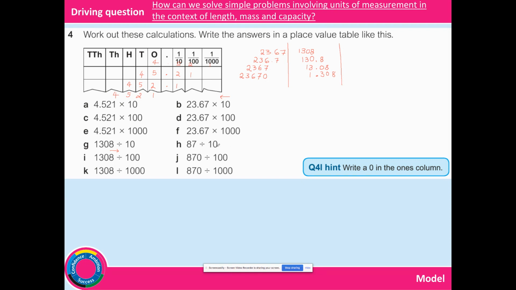So last one, 87. I'm going to divide by 10. I'm going to move the digits 1 place that way. 8 goes over into the ones. Add my decimal. The 7 goes over into the tenths.